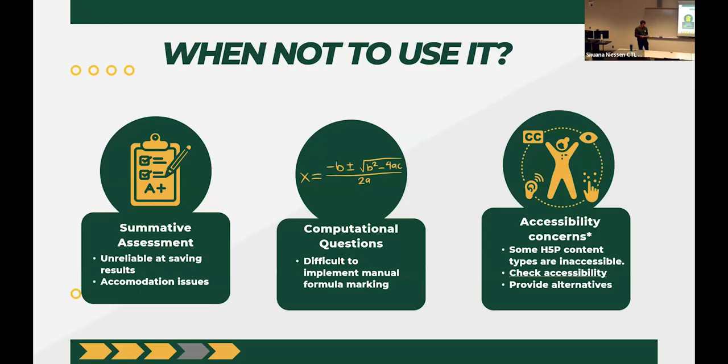And then the last, and another very important point, is accessibility concerns. Some H5P content is inaccessible to some learners based on their abilities, and I do provide a resource that we'll jump into that highlights which content types are accessible versus which aren't. It doesn't mean you shouldn't use the ones that aren't accessible. It just means you should provide alternatives if you are including an inaccessible content type.